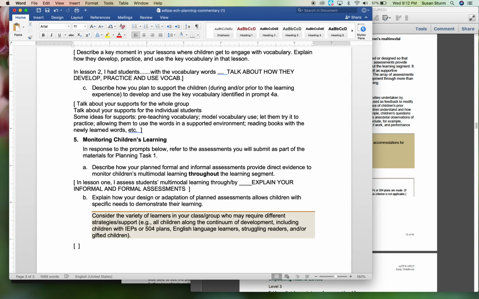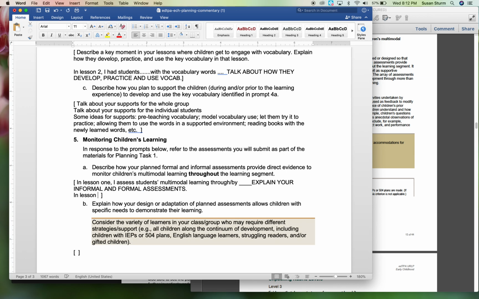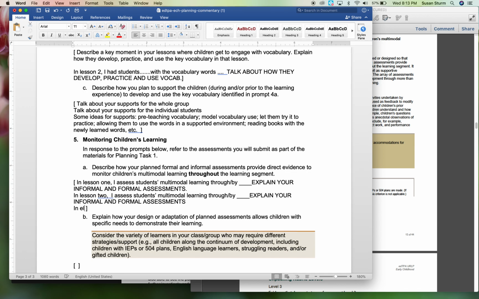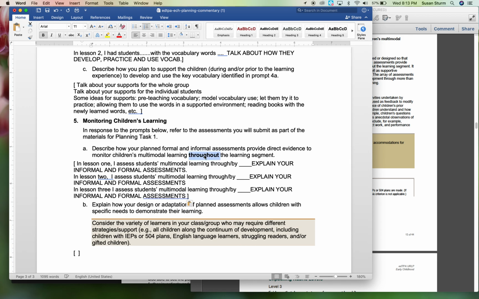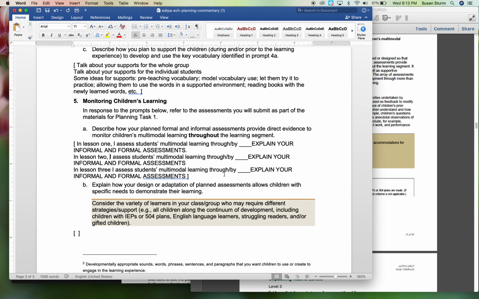So then in lesson 2, do the same exact thing. And then, you guessed it, in lesson 3, what do you do? So you're actually just going to list the assessments that you are giving. And the key here is that you must have them throughout your learning segment. It's not enough to just talk about the ending assessment. You have to talk about how you are frequently checking in with your students. Okay. And then explain your assessments.